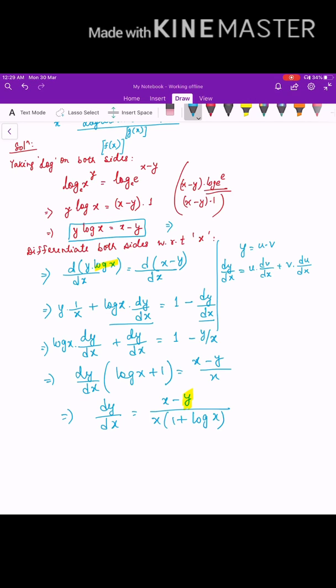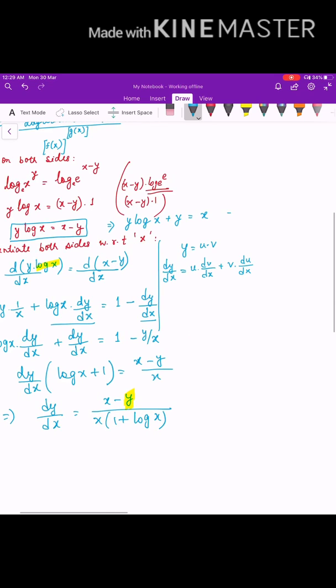Here every term containing y is brought to the left hand side, right? What will I do? I'll take y as common. Therefore, y is equal to x by (1 plus log x). So here, y is expressed completely in terms of x.